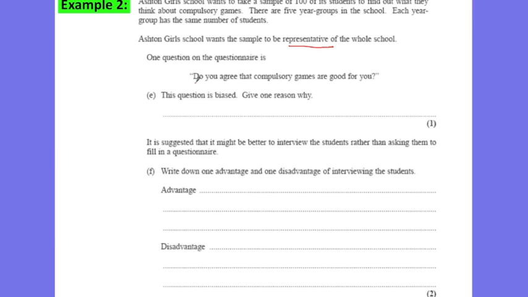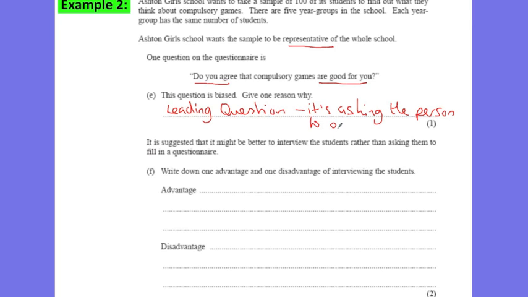We can see here from the language, do you agree that compulsory games are good for you? This is a leading question. It's asking, forcing, asking the person to agree. So this here is a biased question. It's a leading question asking the person to agree.